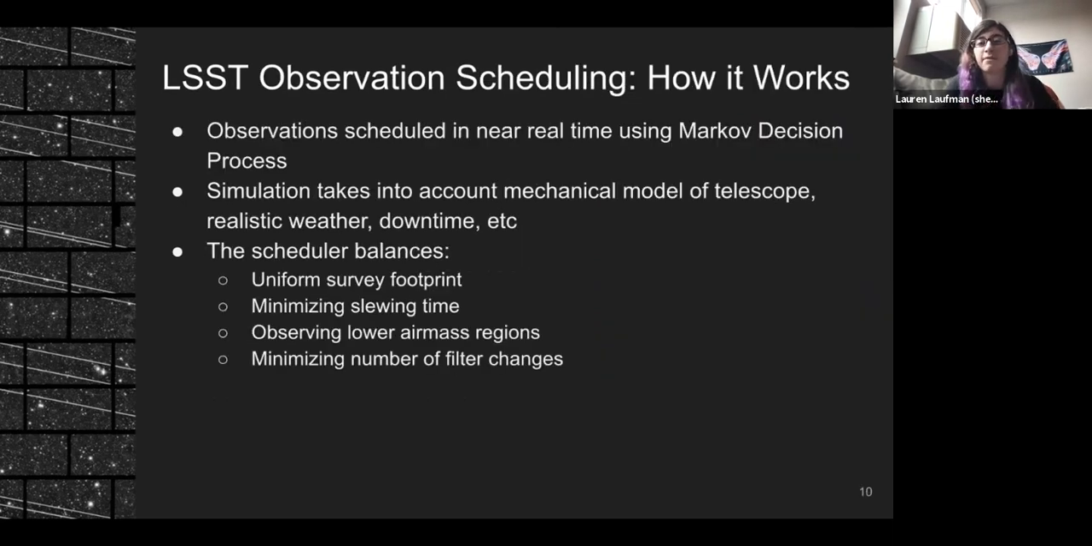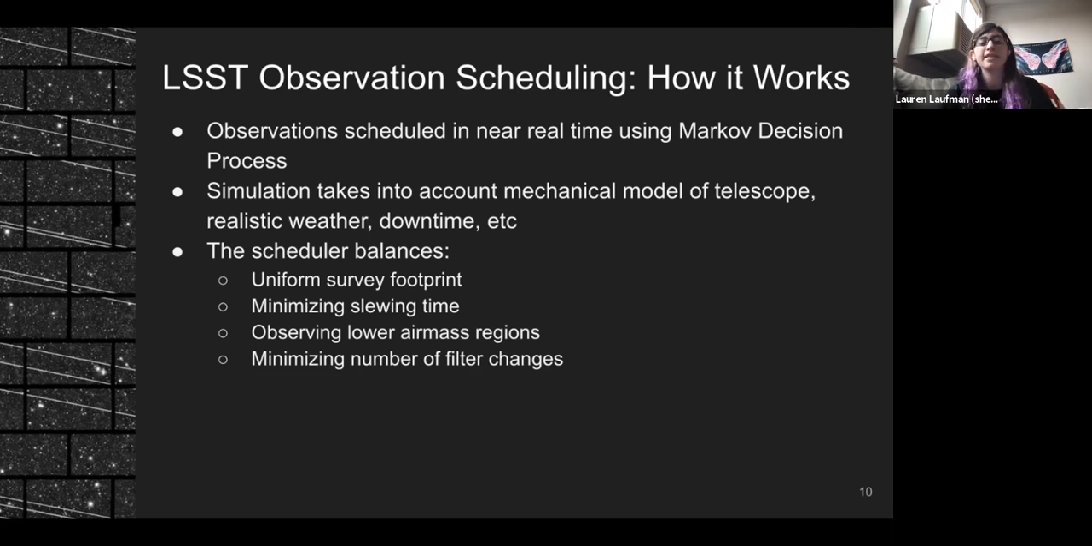Now, what's important to keep in mind is how does this do this? Because this telescope, the goal is to be entirely automated. So it will be scheduling observations in near real time using a Markov decision process. There's a simulation that takes into account the mechanical model of the telescope, the weather, the downtime, but it has to balance a number of factors.